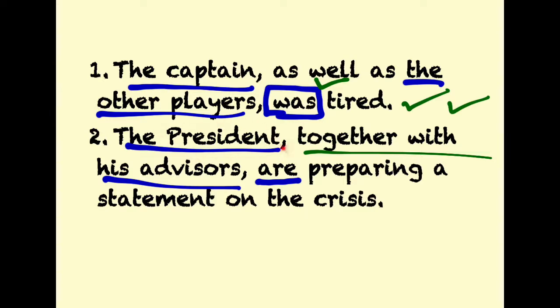It is singular. The verb must be singular, but this is not the case. As you can see, it is "are", which is plural, and it seems to agree with the advisors, but the presence of together with prohibits this action. This cannot be so. "Are" must be made "is". So this sentence was not correct. The president together with his advisors is preparing a statement on the crisis.